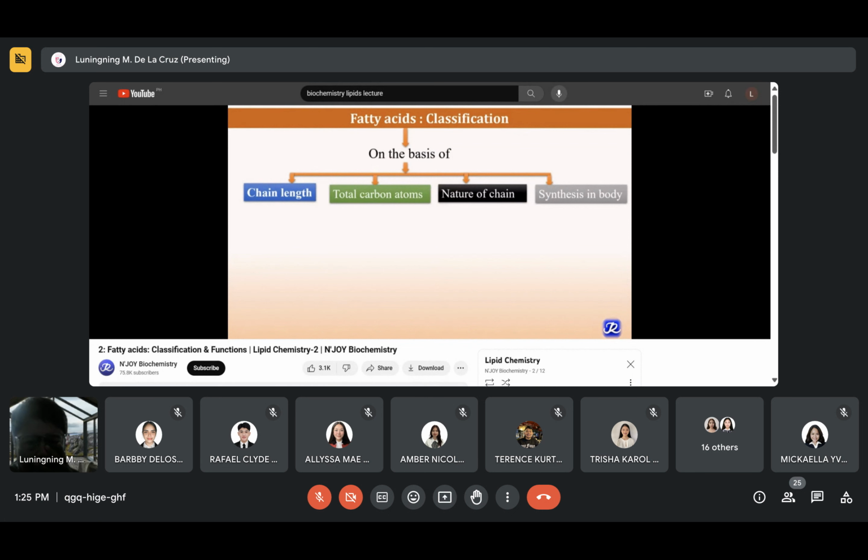So depending on the chain length, they are again classified as short chain fatty acids if number of carbon atoms are 2 to 6, medium chain fatty acids if 8 to 14 carbon atoms are present, long chain if 14 to 24 carbon atoms are present, and very long chain if more than 24 carbon atoms are present. We will see the examples in the later slides.